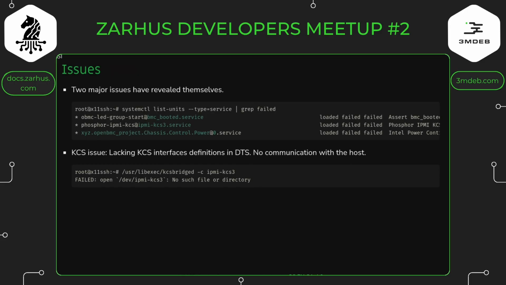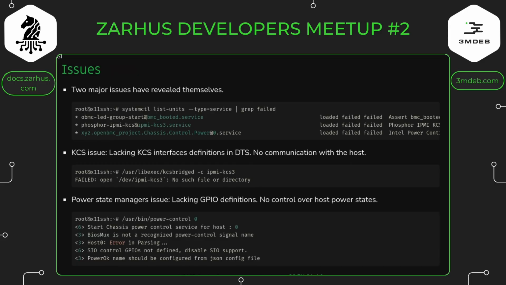Basically, in our device tree structure, we lacked the definitions for the KCS interface, so it wasn't created, since we didn't have communication with the host. And the second major issue was lacking GPIO definitions, and as a result we couldn't control host power states. The BMC SoCs have GPIOs. We could make a comparison to microcontrollers. They have GPIOs, but many more. And those GPIOs probe various endpoints on the motherboard or set those endpoints.